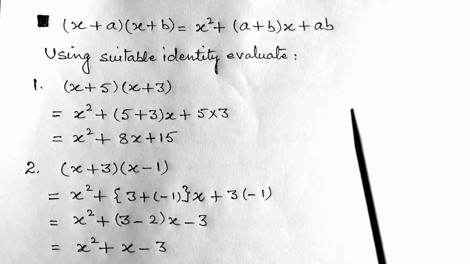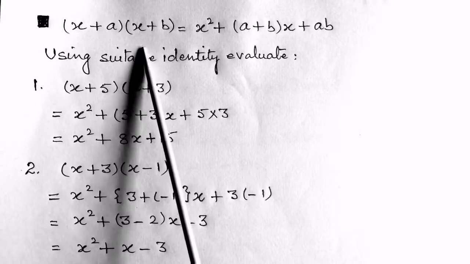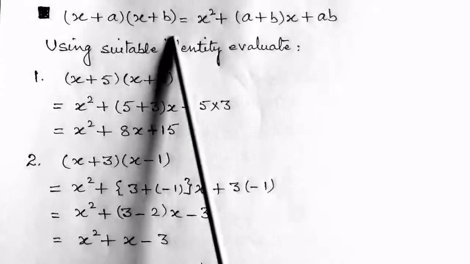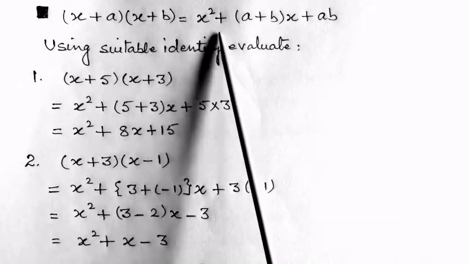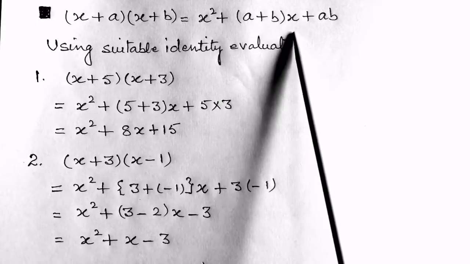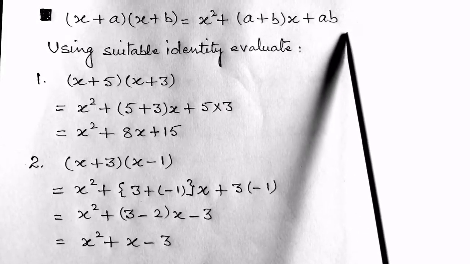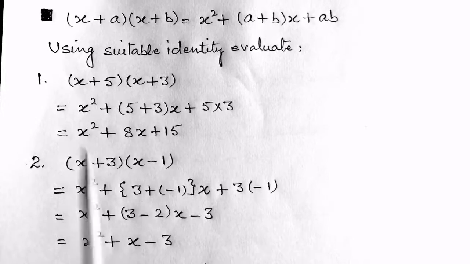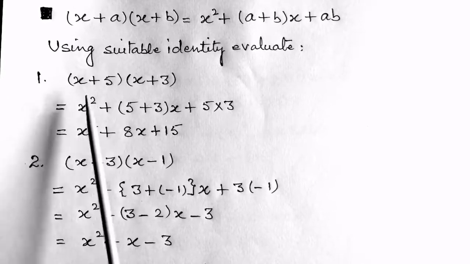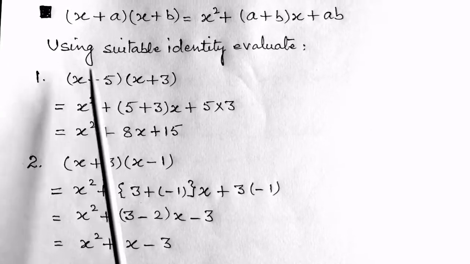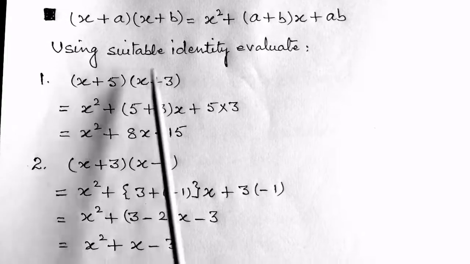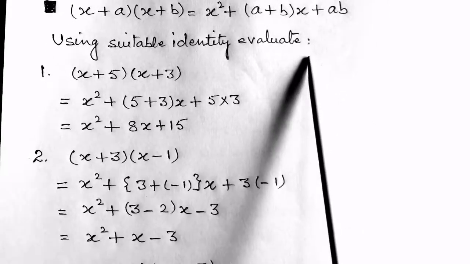So the first identity was (x + a)(x + b) = x² + (a + b)x + ab. Right, this was the first identity. Now I'm going to solve a few questions based on this. The question is, using a suitable identity, evaluate.